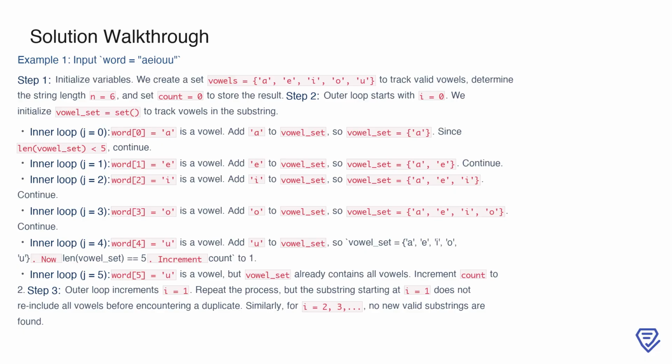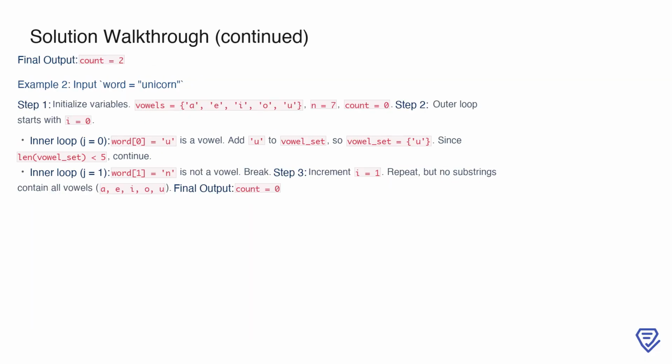Thus, the final count for this example is 2. In the second example, the input word is unicorn. Once again, we initialize the vowel set, calculate the string length as 7, and set count to 0. We begin the outer loop with i equals 0, initializing an empty vowel_set.